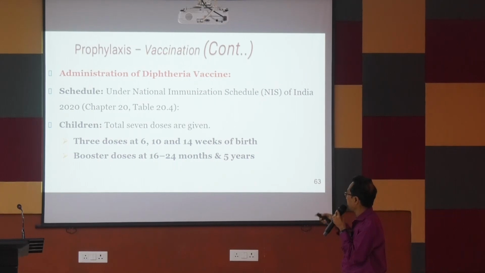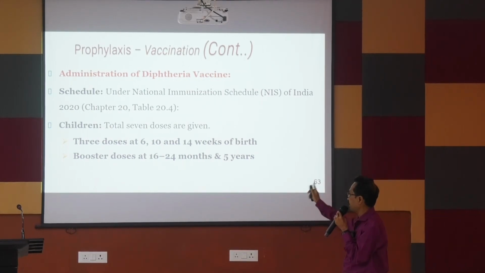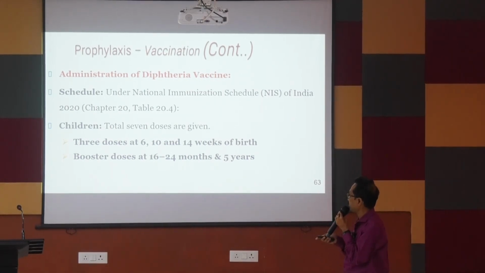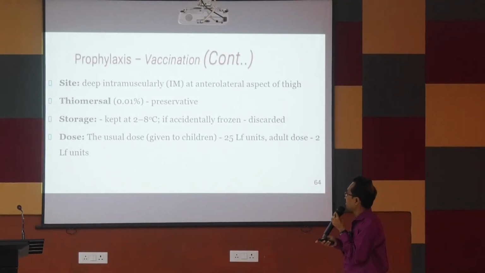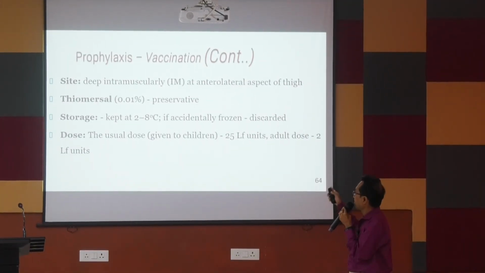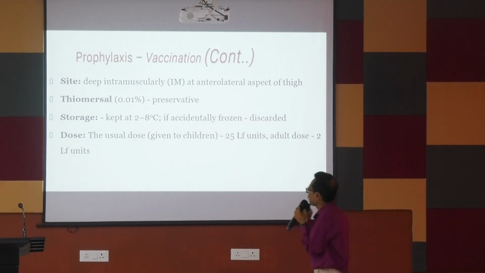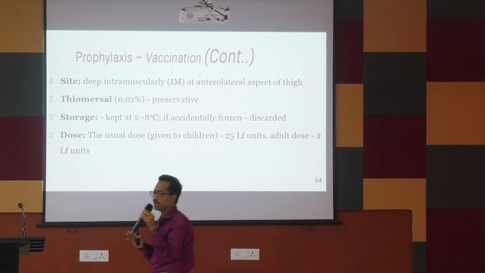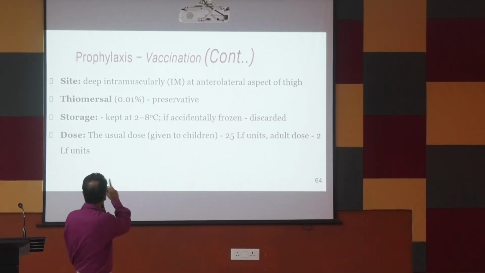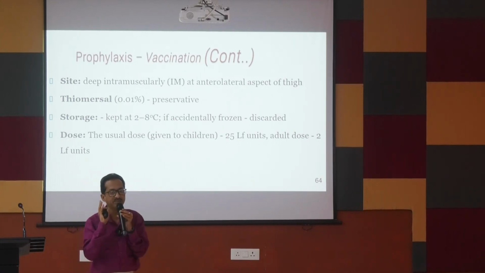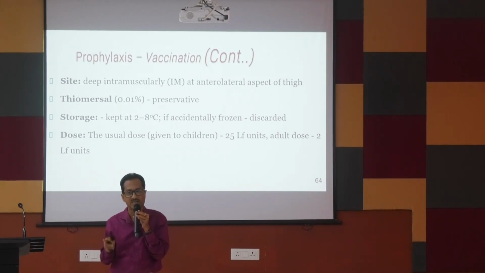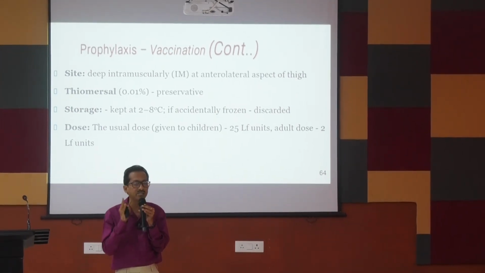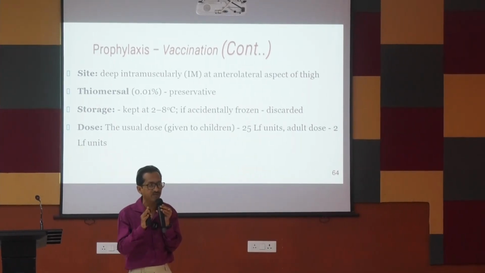Diphtheria vaccine, I have already told: 6, 10 and 14 weeks. Another is 16 to 24 months and 5 years. It is given deep intramuscular. Thiomersal is the preservative used. Always give DPT vaccine in the anterolateral part of the thigh. Never give in the gluteal region. DPT vaccination should not be given in the gluteal region.